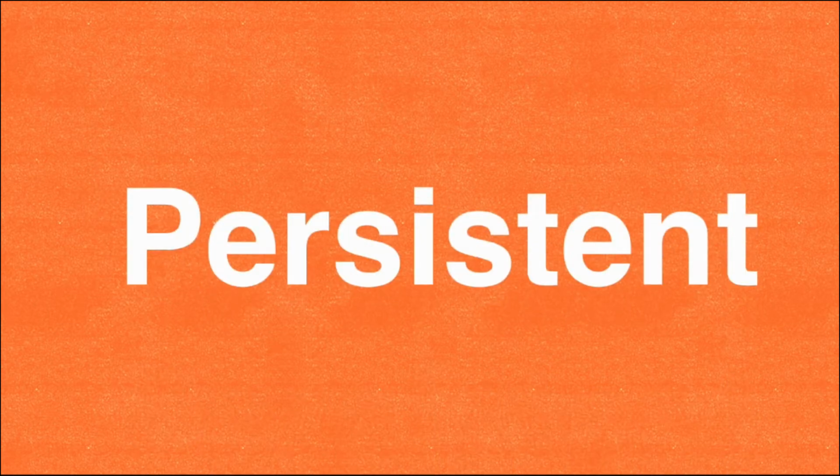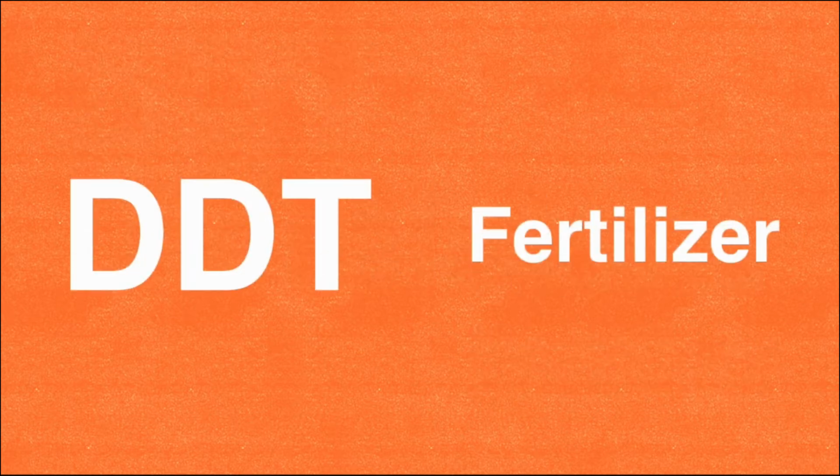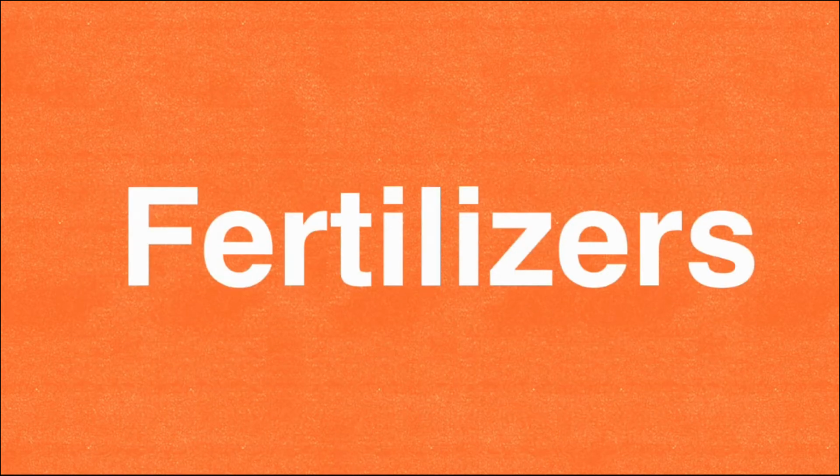The other type of wastes that are in the environment are called persistent. These wastes can accumulate in the environment and break down very slowly if at all. Some examples of persistent wastes would be DDT and other pesticides, as well as some fertilizers that farmers use on their fields. Fertilizers can be very damaging to the environment, especially to aquatic ecosystems.